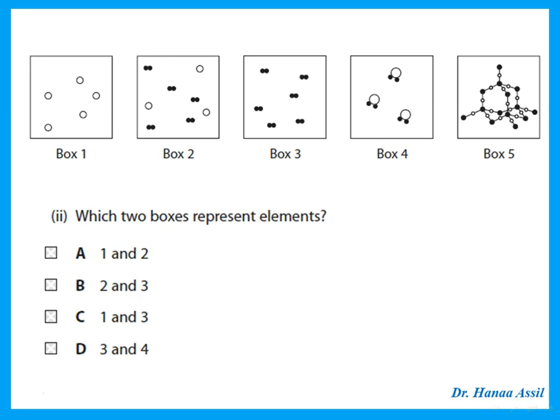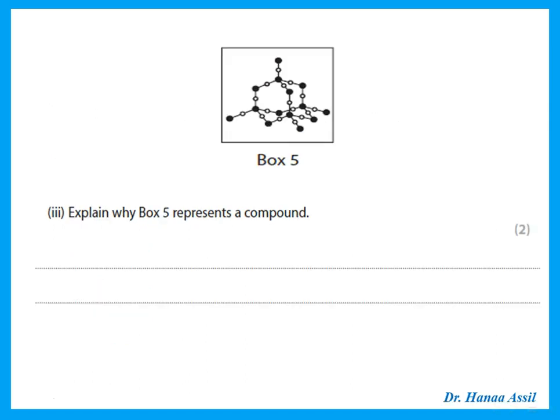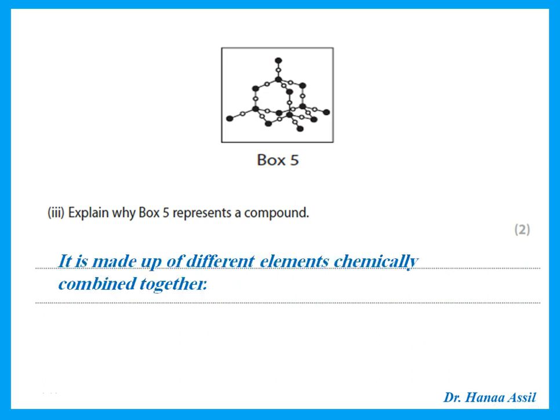Which two boxes represent elements? Remember that elements means all the atoms are the same. So you're going to choose a box in which all the atoms are identical. So of course, box 1 is an element, and box 3 also is an element because all the atoms are the same. Explain why box 5 represents a compound. It is a compound because it is made up of different elements chemically combined together.